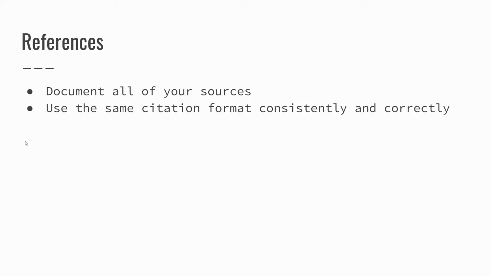Then in your back matter, you want to have a reference section. Document all of your sources. Now you'll want to look into, and I'll show you guys this in a second, but you're going to want to document all your sources. That includes interviews. You want to list interviews, document everything, write down, you know, and there's ways to find out how to do that. Use the same citation format consistently and correctly. I'm not particularly concerned about whether you use MLA or Chicago or APA. I just want you to use the same format correctly and every time. So don't have some in MLA and some in APA. Just use the same format for everything.